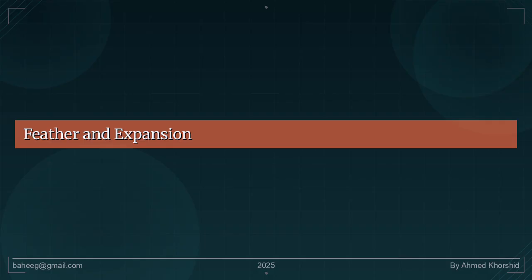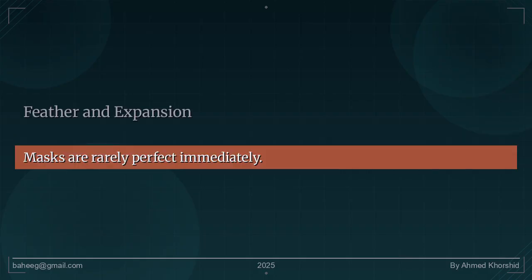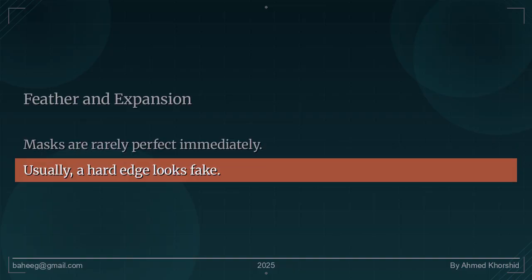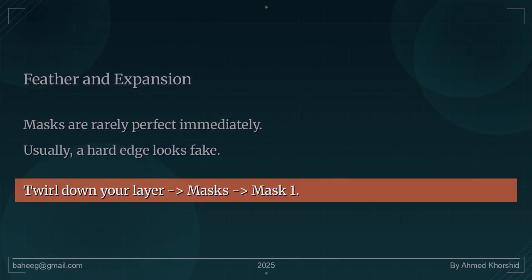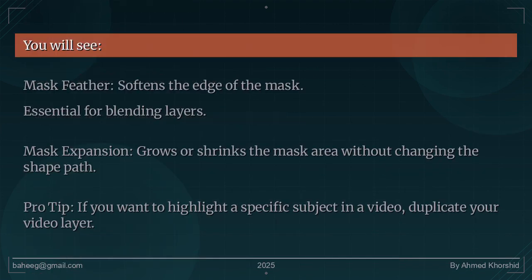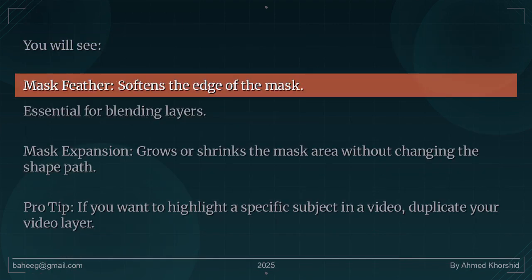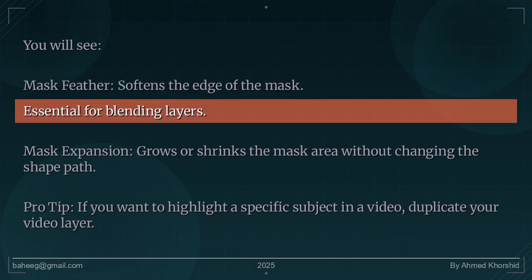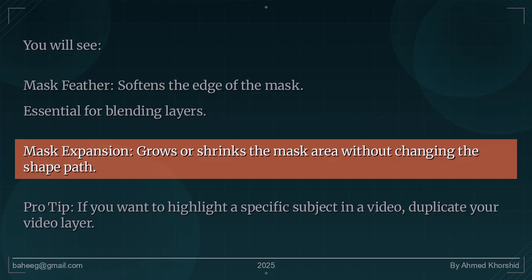Feather and expansion. Masks are rarely perfect immediately. Usually, a hard edge looks fake. Twirl down your layer, masks, mask 1. You will see mask feather softens the edge of the mask. Essential for blending layers. Mask expansion grows or shrinks the mask area without changing the shape path.